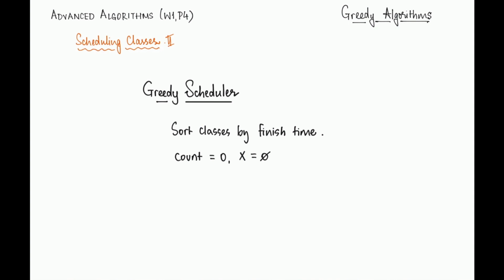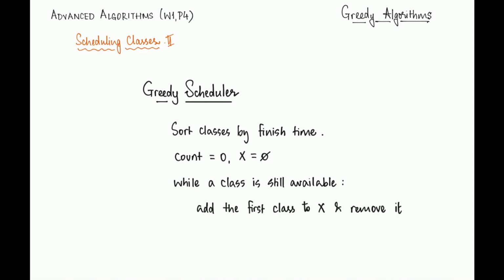We're going to initialize a couple of variables. Count will help us keep track of how many classes we have picked so far, and X is going to be our actual collection of classes. So we initialize count to 0 and X to the empty set. Now, while a class is still available, we are going to add the first class to our collection and remove it from the instance. So the first class is the first class with respect to the sorted order.